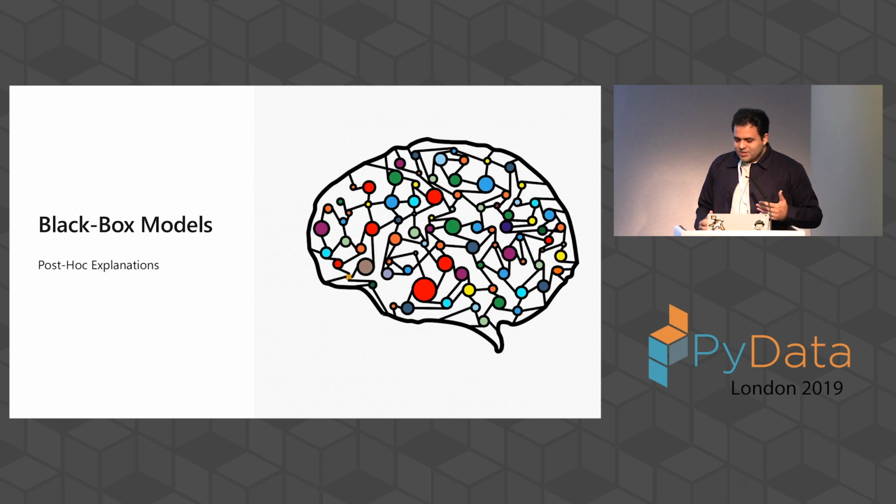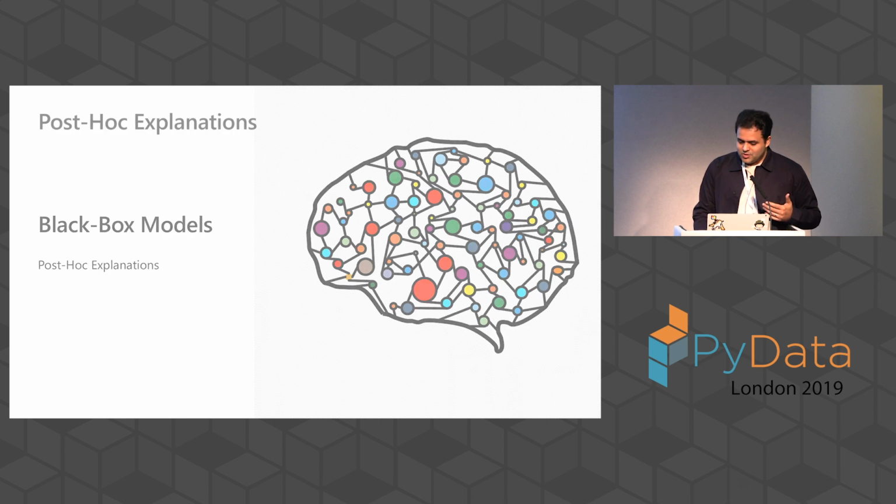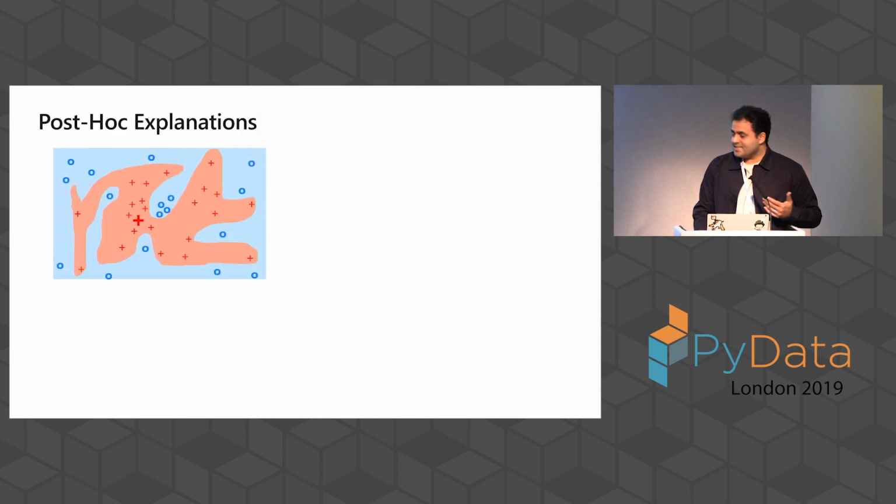Now, the next technique I'm going to talk about is post-hoc explanation. So let's go back to the breast cancer data set. Say that you've trained this deep neural network, or maybe a random forest or a gradient boosted tree, and you learn this complex function that separates the benign class from the malignant class. And this is really hard to explain because it's a nonlinear function. You have no idea what it's doing.